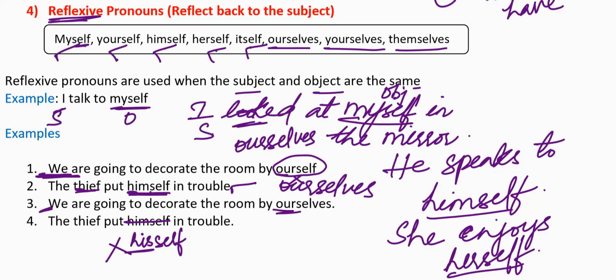I hope this lesson on pronouns was useful and easy to understand. In the next video, we shall look at the other pronouns.